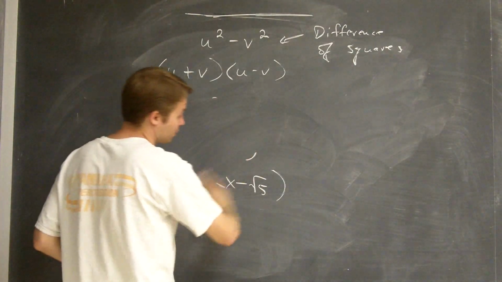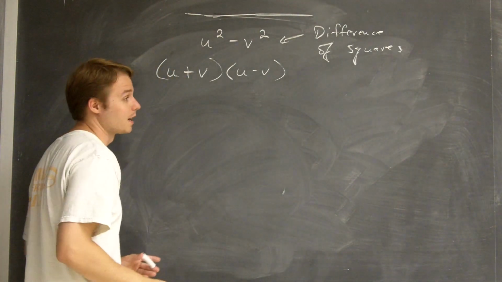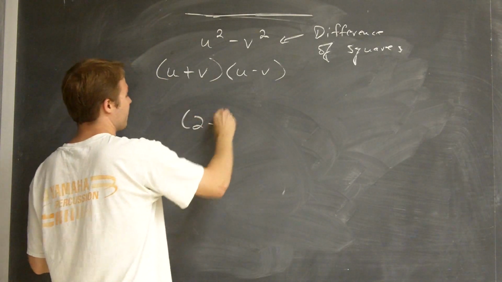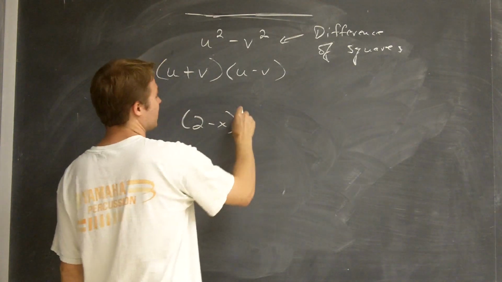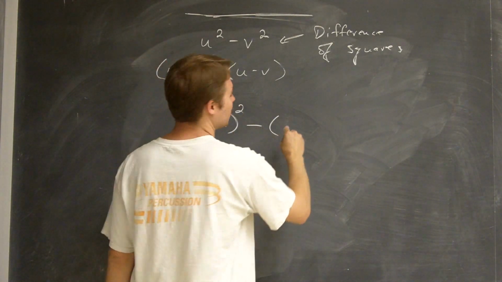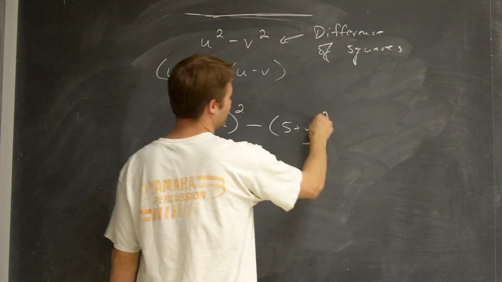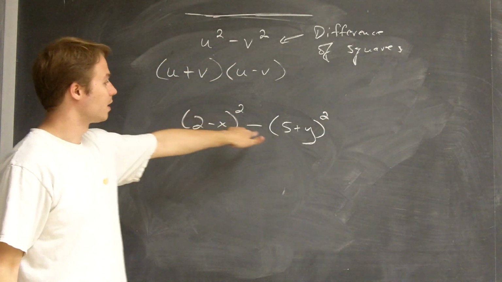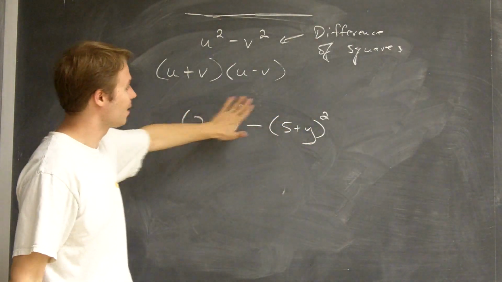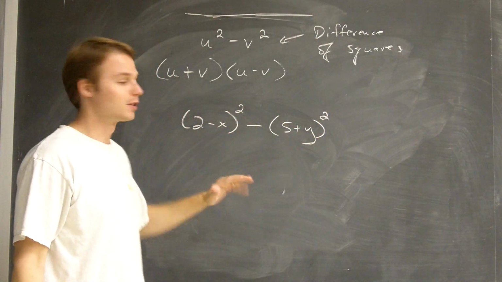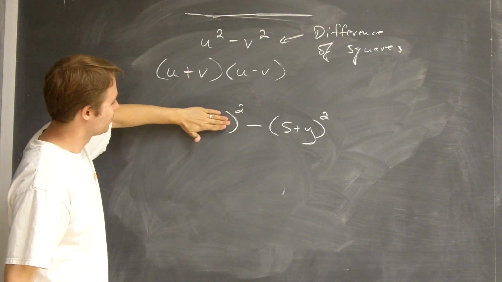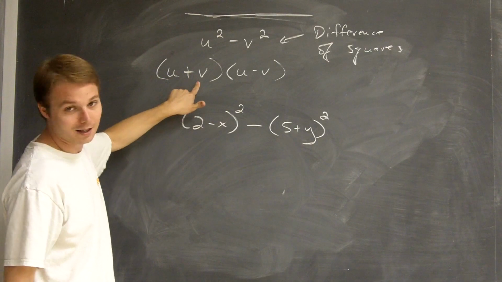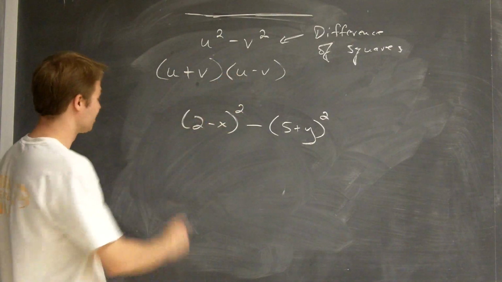Now I can also extend this to expressions that are squared, not just monomials. So something like this, (2 minus x) squared minus (5 plus y) squared. Again, I claim this is a difference of squares because it's something squared minus something squared. We don't necessarily care what this is. It's still a difference of squares. So if you want to think about this, it's blah squared minus blah squared. So it'll just be the first thing plus the second thing times the first thing minus the second thing.